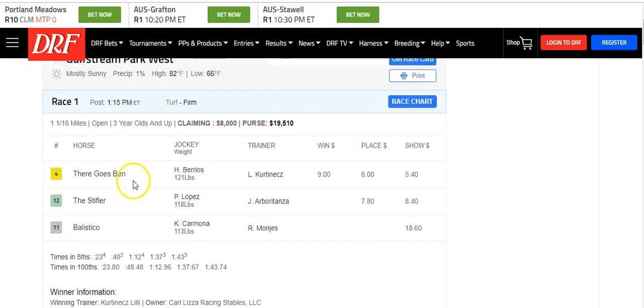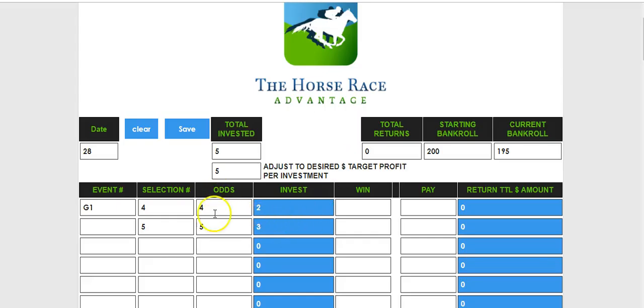Race one, the 4 won the race and it paid $9. Again, when you're playing multiple horses, the calculator is not being optimized. It wasn't designed for you to do this. However, it's not going to hurt you. It's going to help you. It's going to preserve your bankroll as best as possible and keep you in the game.